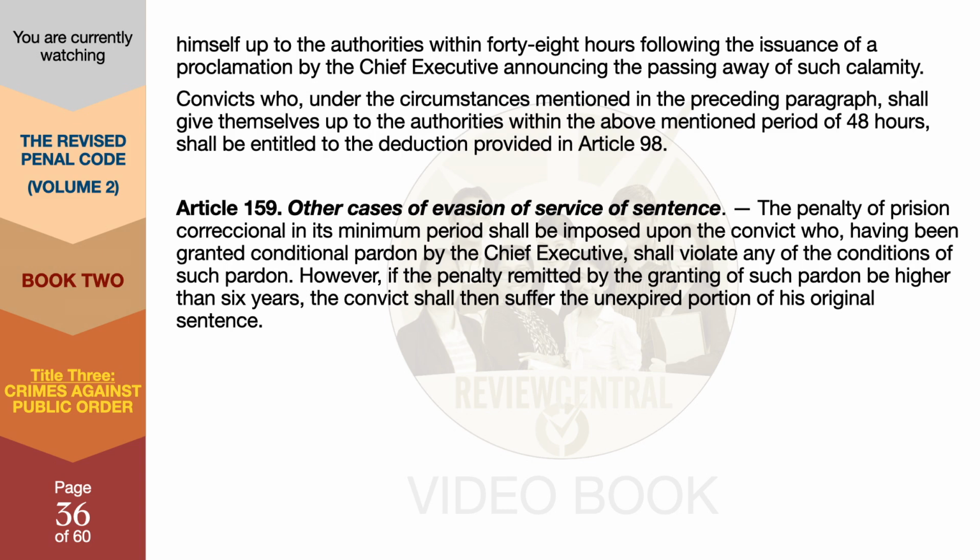The penalty of prisión correccional in its minimum period shall be imposed upon the convict who, having been granted conditional pardon by the chief executive, shall violate any of the conditions of such pardon. However, if the penalty remitted by the granting of such pardon be higher than 6 years, the convict shall then suffer the unexpired portion of his original sentence.